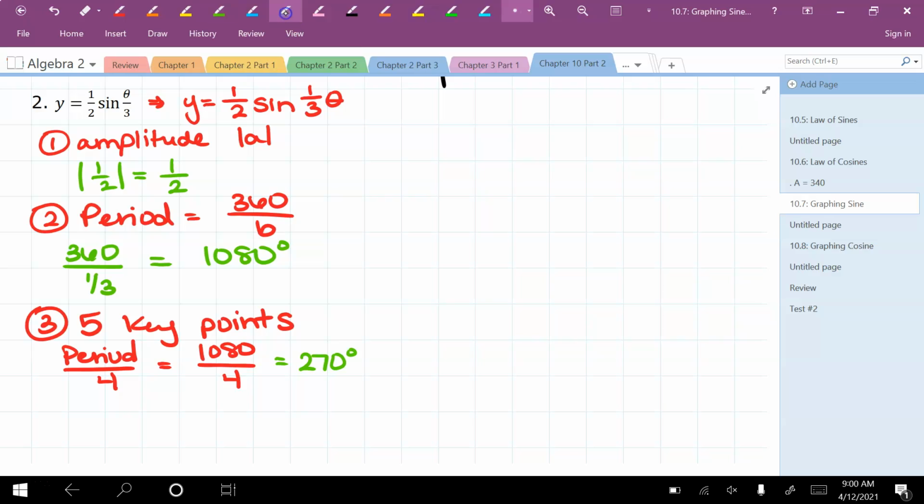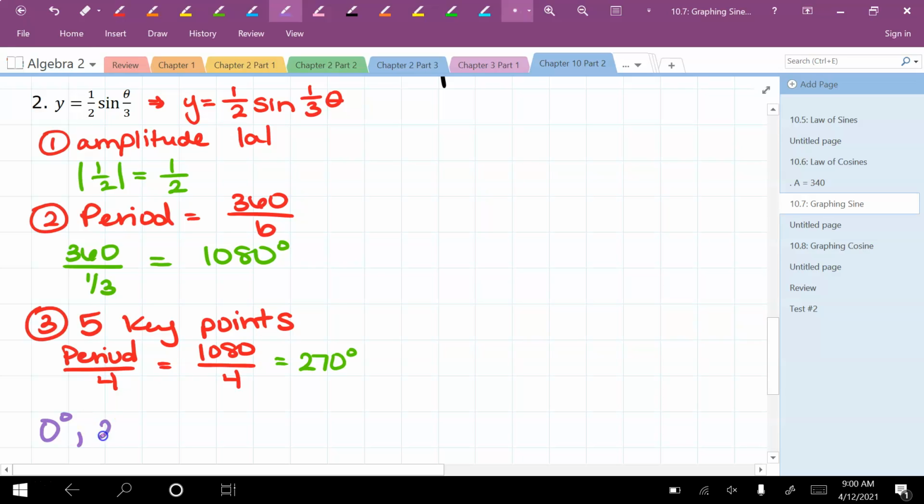So we start at 0, and we add 270. And you're going to do that till you get 5 points, and your last point should be that 1,080, because that's where the period stops. That's where the cycle stops for the graph. And then it would repeat its pattern.